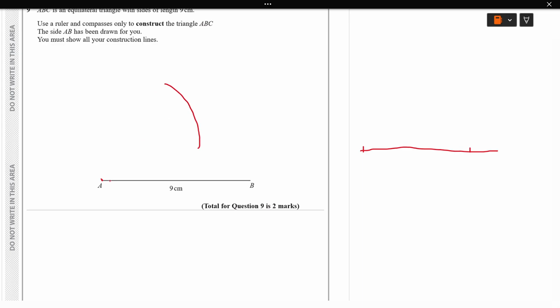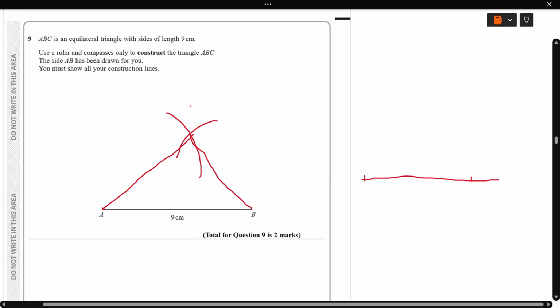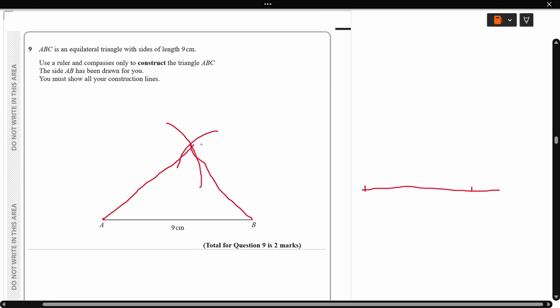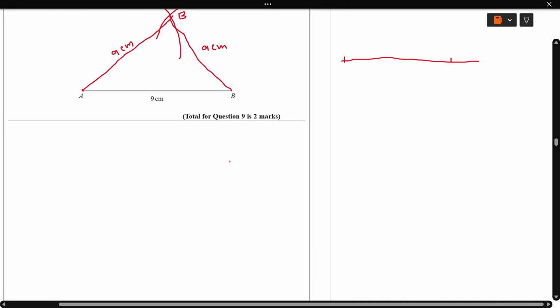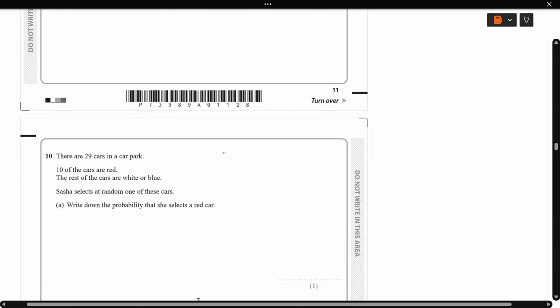Next, again with the same measurement, fix the needle here and draw the arc here. So where they intersect, connect the crossing point and name it B, and write this is 9 centimeters and this is 9 centimeters. That's it. Okay, so the next question.